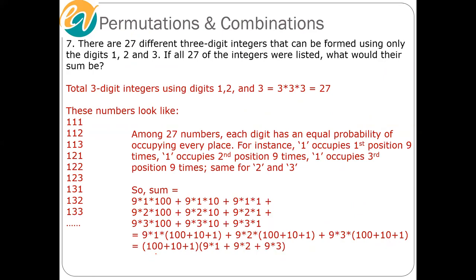So 100 plus 10 plus 1, you can take common. And yeah, this was the answer that you were getting, Isha. Very nice. So 5994 is the final answer.